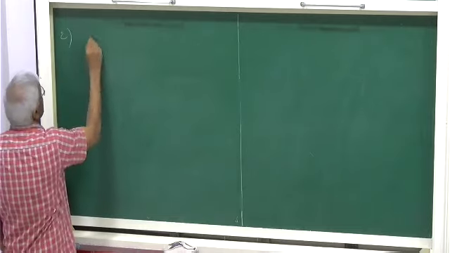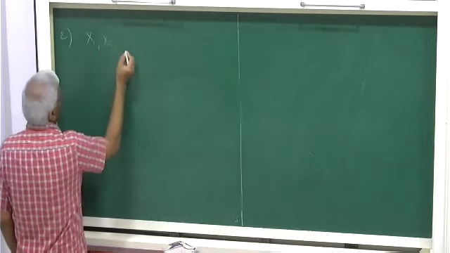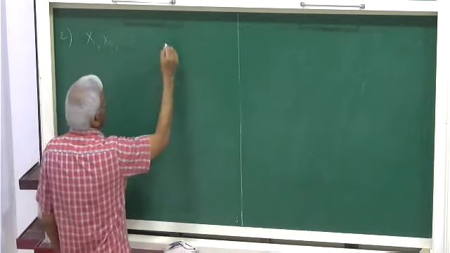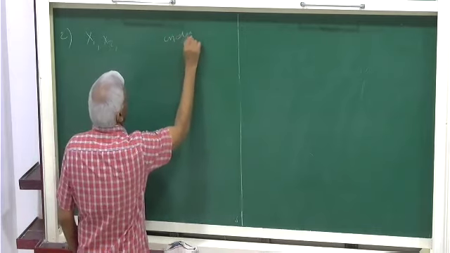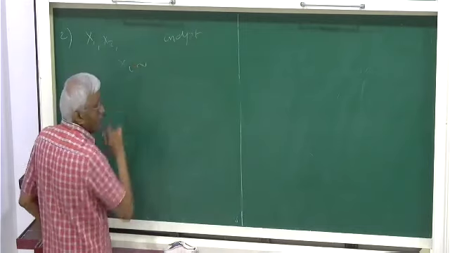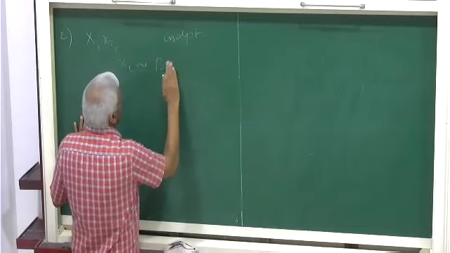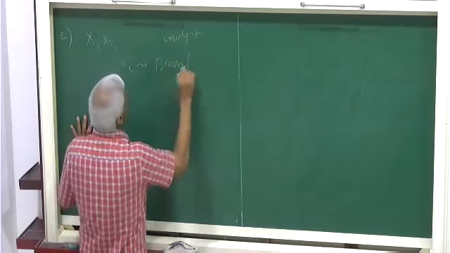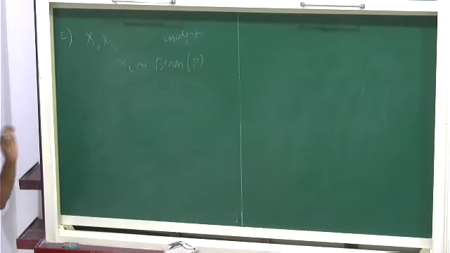Suppose we have x1, x2, or some xi. This is IID, independent, and each xi follows Bernoulli with P. It takes value 1 with P, 0 with 1 minus P. Okay, Bernoulli random variable.